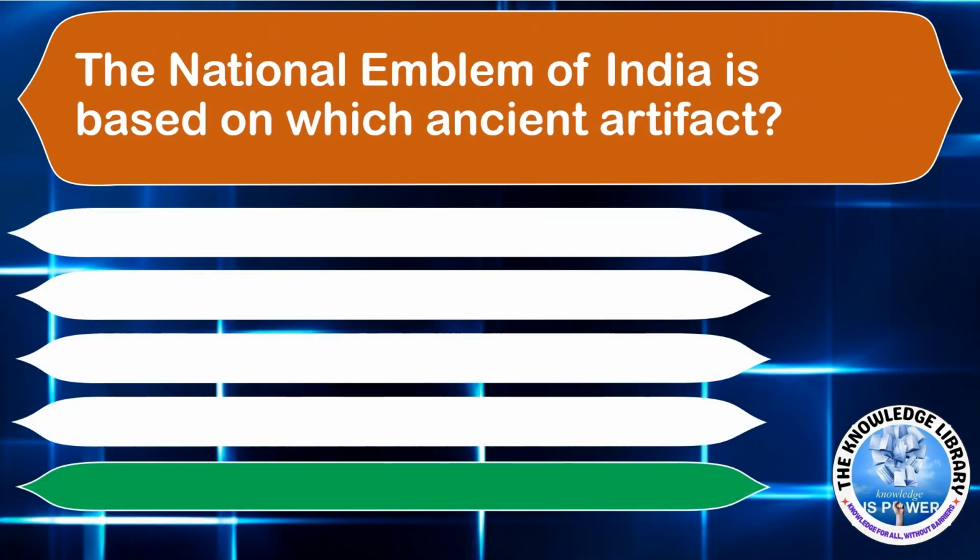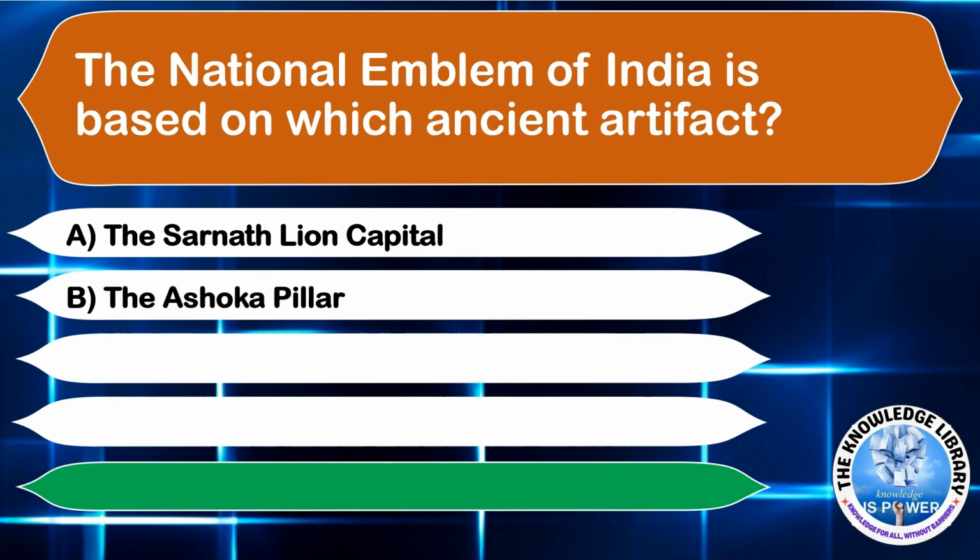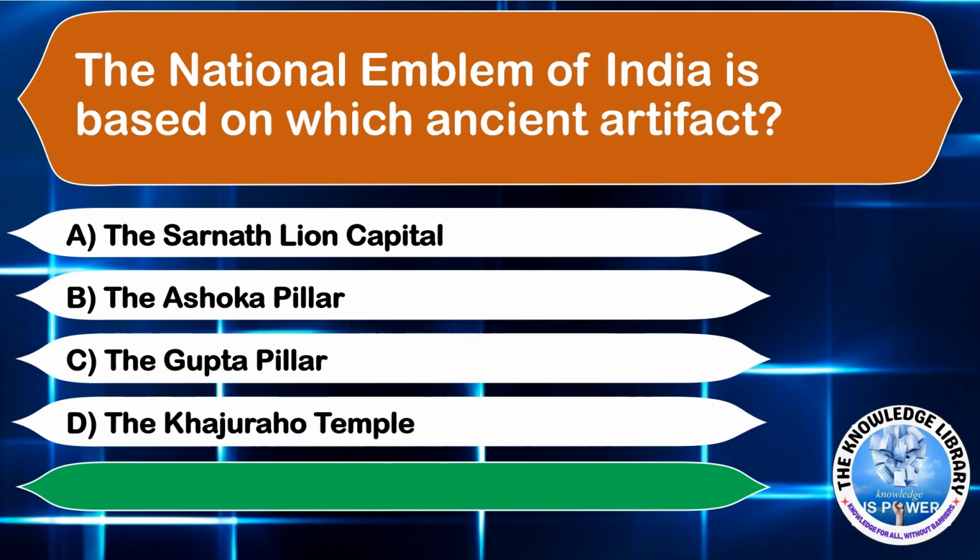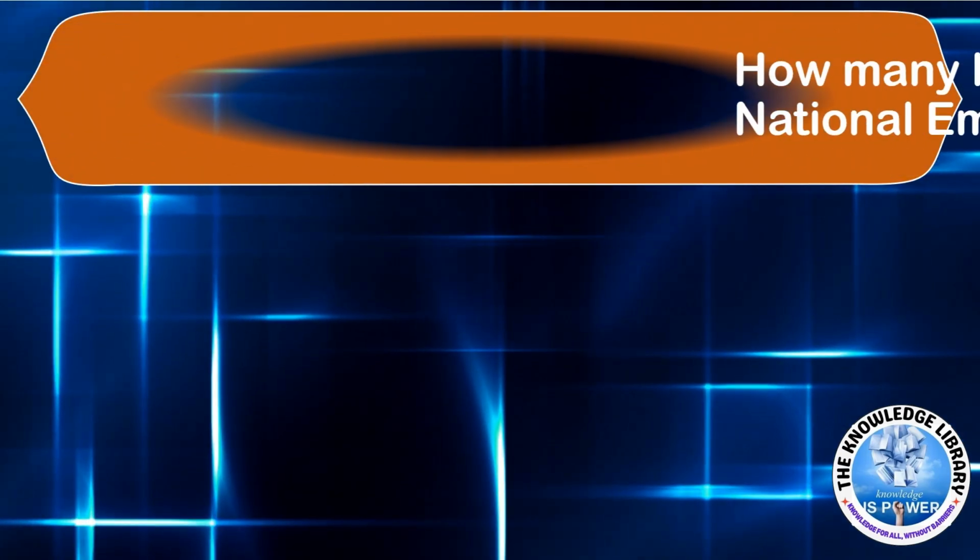The national emblem of India is based on which ancient artifact? Option A, the Sarnath lion capital. Option B, the Ashoka pillar. Option C, the Gupta pillar. Option D, the Khajuraho temple. The correct answer is option A, the Sarnath lion capital. Move to the next question.